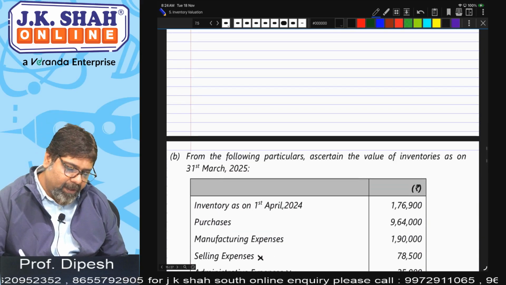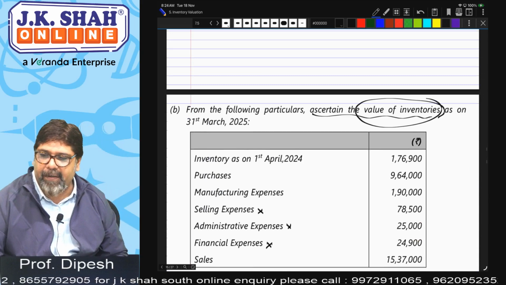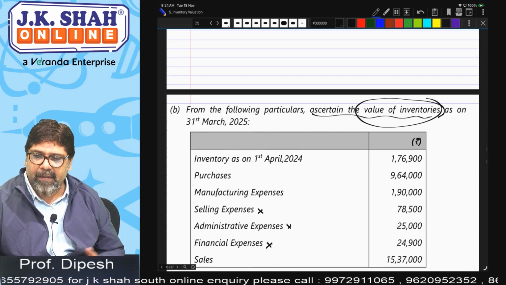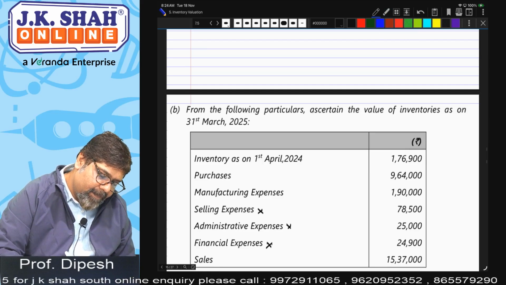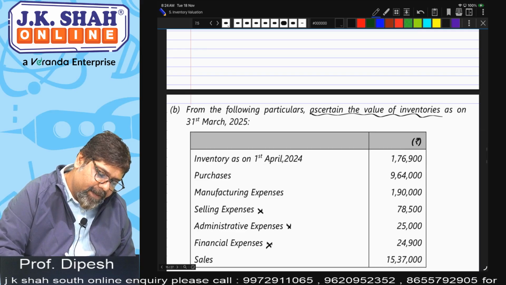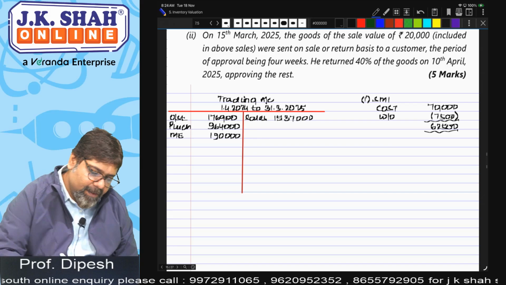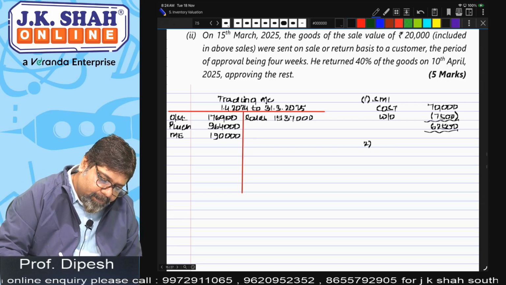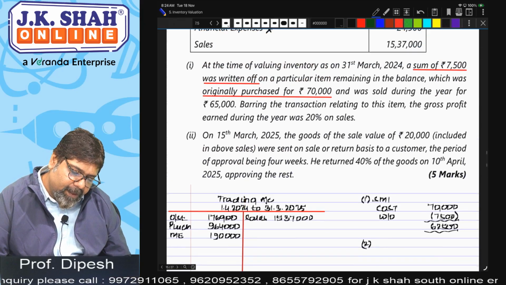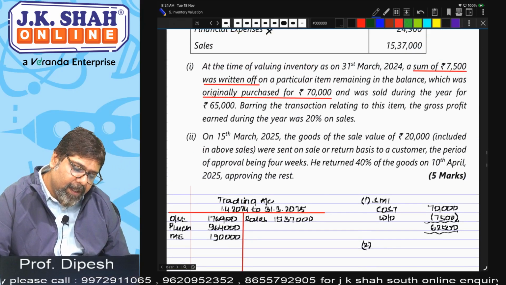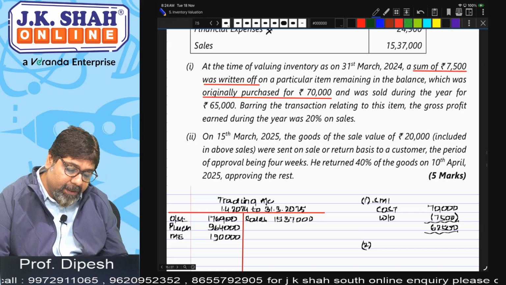The question they are asking, even in the first line, is the value of inventory. Calculate the value of inventory. Number 2, 62,500. Now, barring the transaction relating to this item, the gross profit earned during the year was 20%.